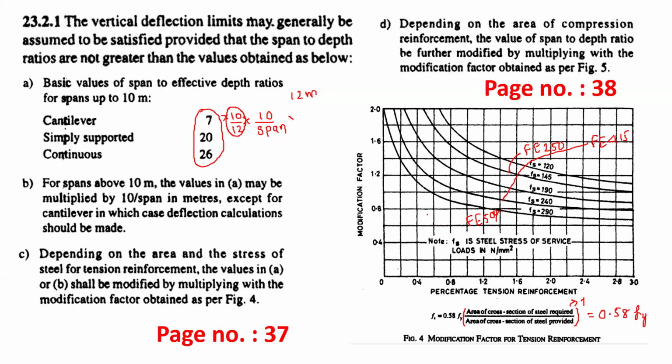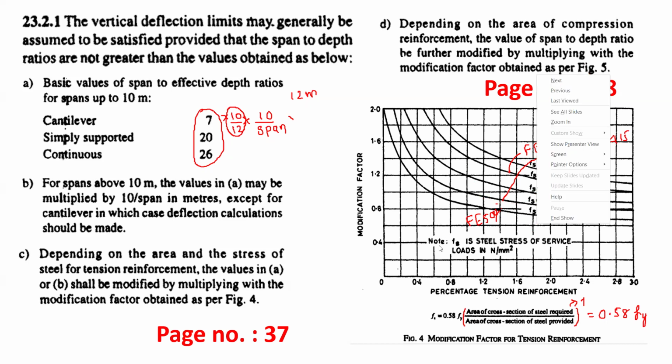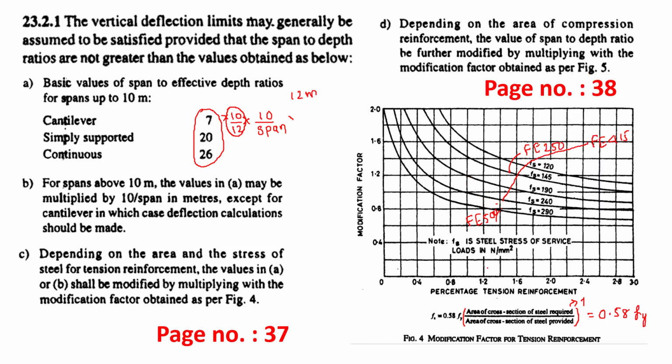This graph is on page number 37, and these A, B, C are given on page number 37. The last one is compression reinforcement. The values of span to depth ratio are given on the same page, but we are not using that one. We are using the graph, figure number 4, only. Now, that is percentage reinforcement and modification factor. You can see that if your percentage reinforcement goes on increasing, then your modification factor decreases.